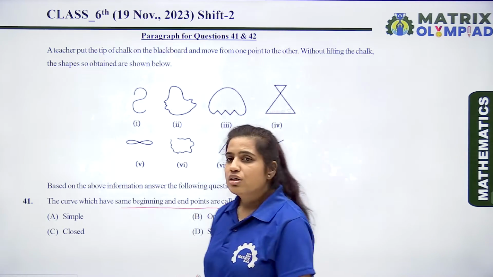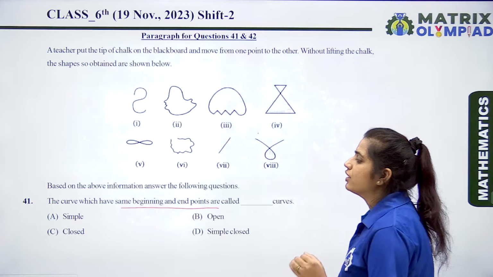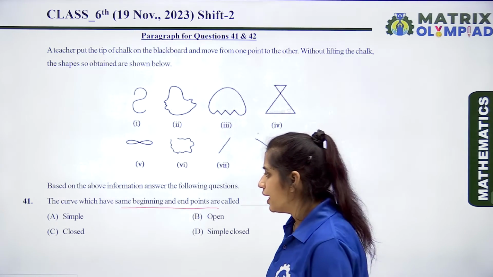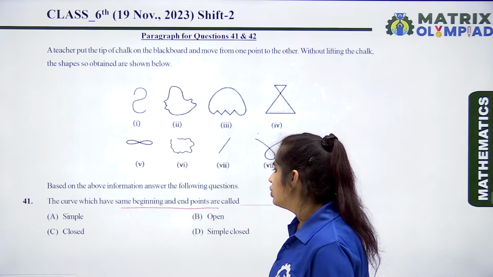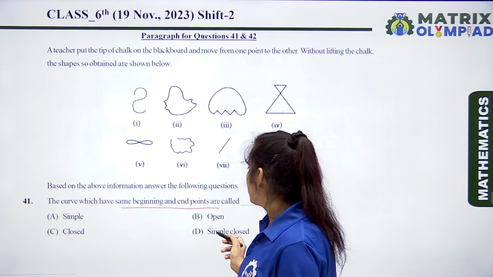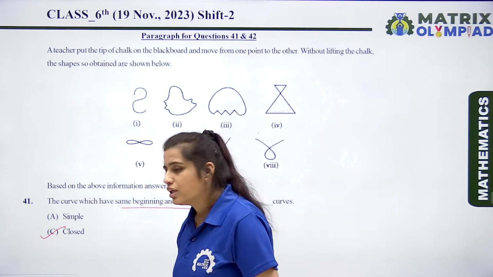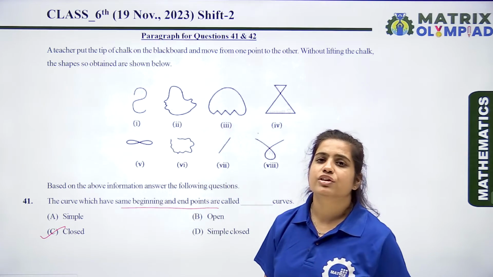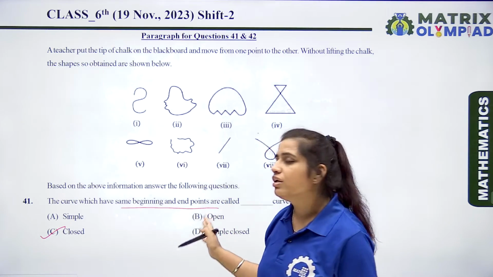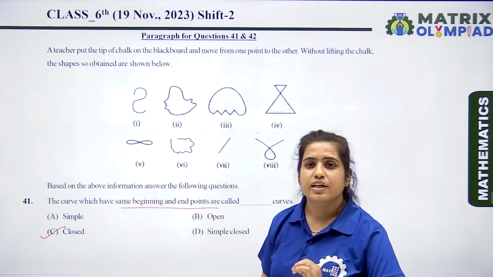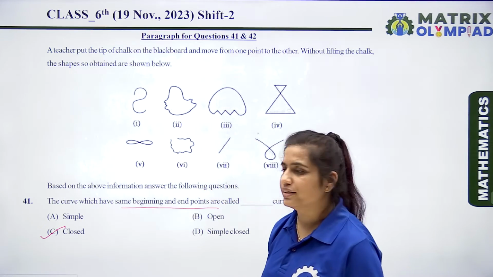Simple closed curves are those curves which have a starting and ending point without intersecting themselves. So here the correct option is closed curve, that is the curve which has the same starting and ending point, because it is not mentioned whether the curve is intersecting itself or not. So option C is the correct answer.